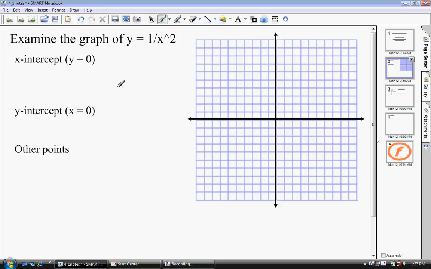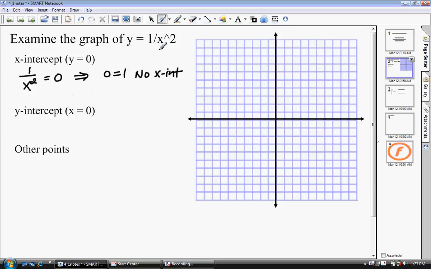So if we want to find the x-intercept of 1 over x squared, recall we would have to set that function equal to 0. So we would get 1 over x squared is equal to 0, and then we would cross multiply, which would give us that really 0 is equal to 1, which of course doesn't make sense. So that tells us that there is no x-intercept for this particular graph.